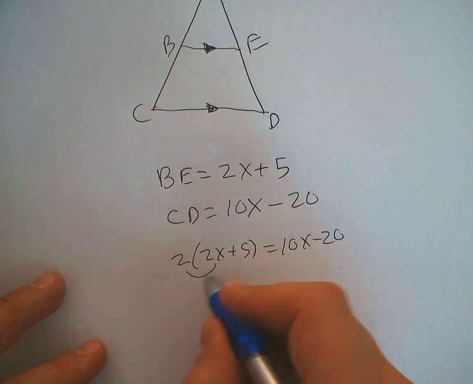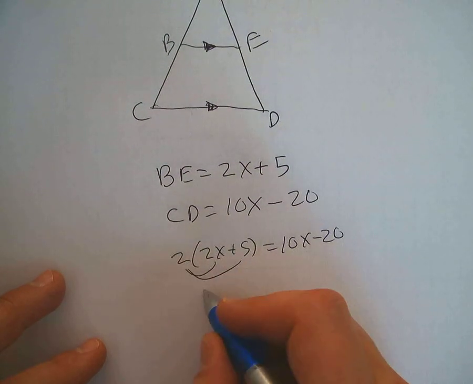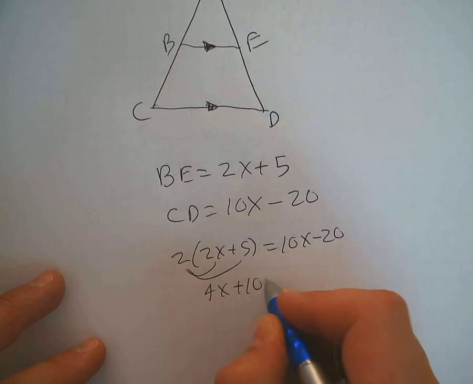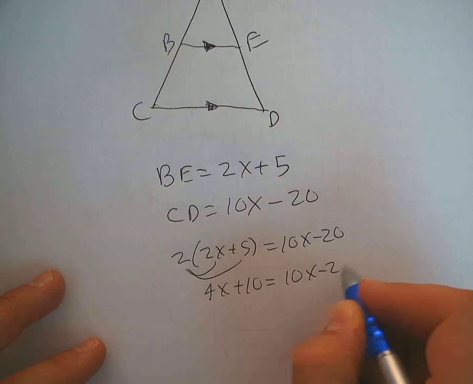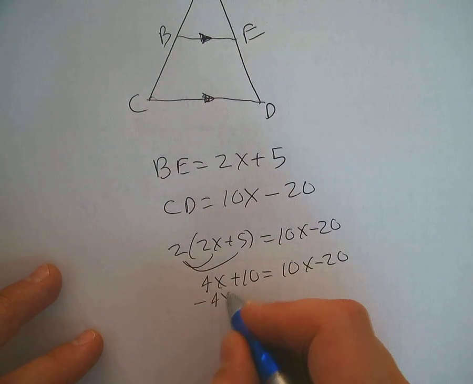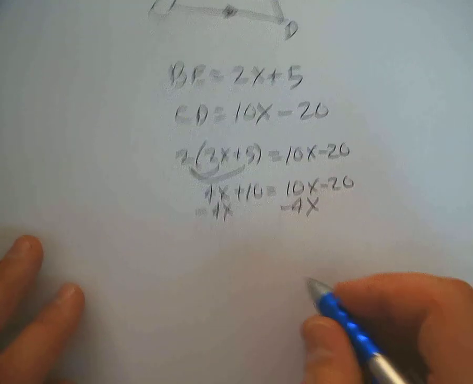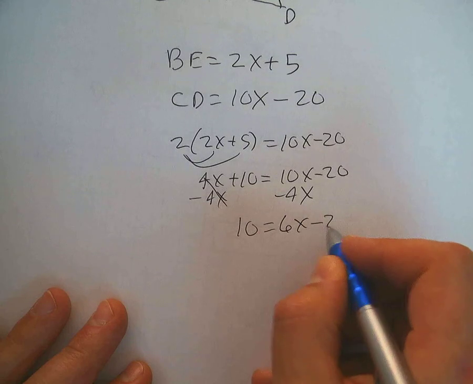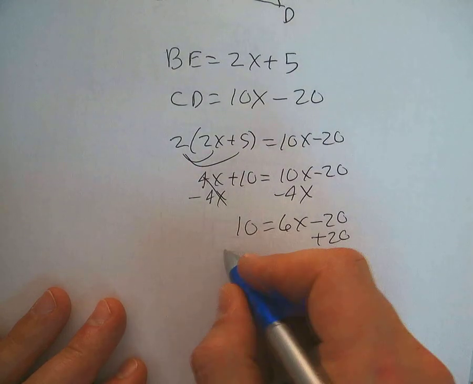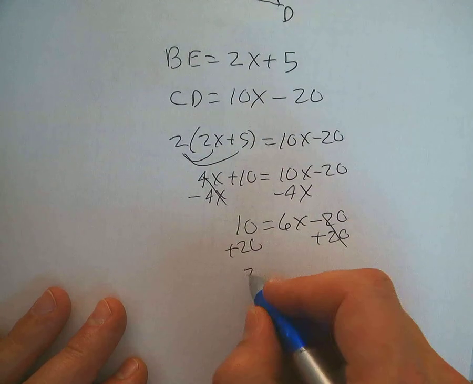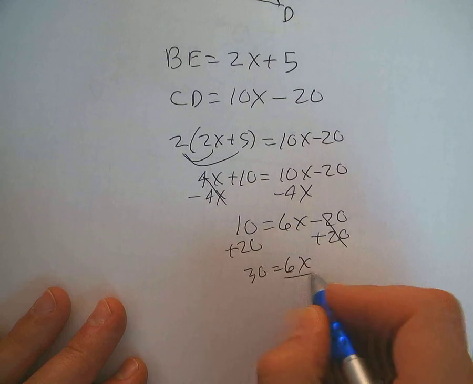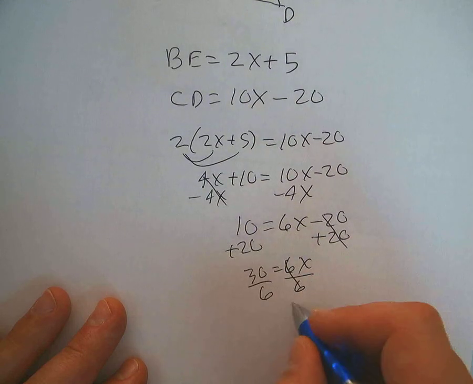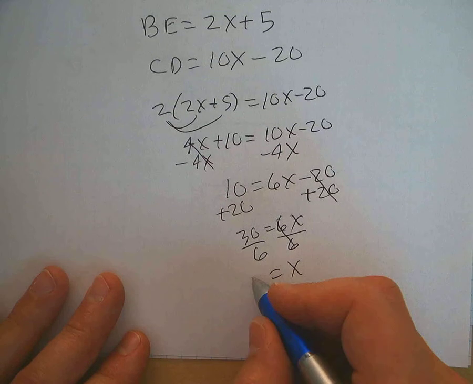When I do that, I distribute the 2 and get 4x plus 10 is equal to 10x minus 20. Subtract 4x from each side, and I'm left with 10 is equal to 6x minus 20. Add 20 to each side. I'm left with 30 is equal to 6x. Divide by 6. x equals 5.